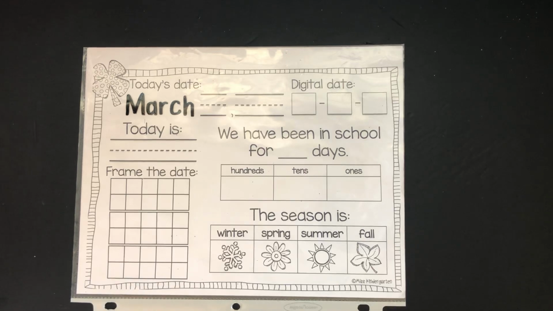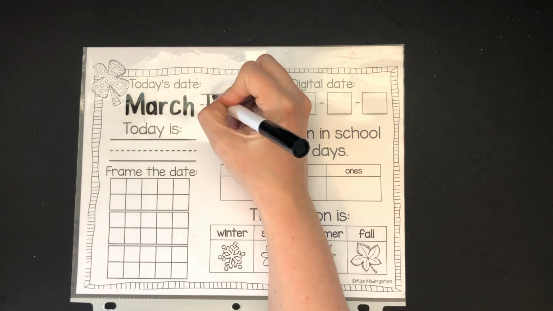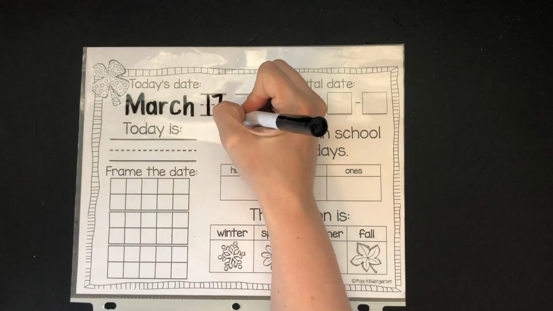Now, yesterday when we did this, the date was March 16th. What number comes after 16? That's right, 17. So we're going to write that right here. We're going to make our 1 and our 7 and then a comma.